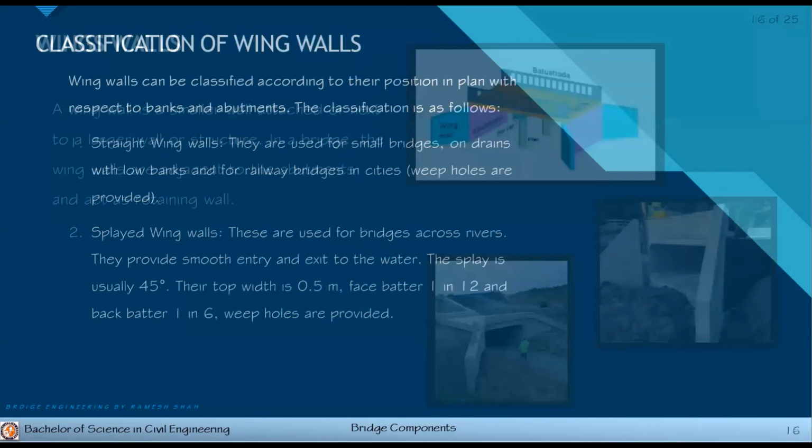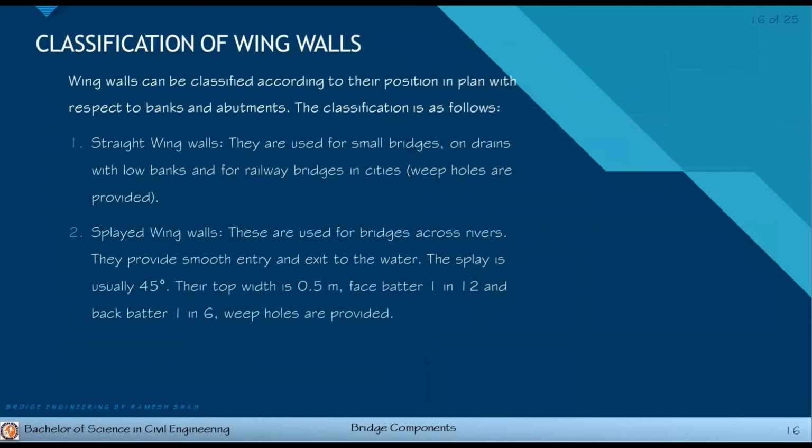So next, classification of wing walls. Wing walls can be classified according to their position in plan with respect to banks and abutments. The classification is as follows. So we have straight wing walls. They are used for small bridges, on drains, with low banks, and for railway bridges in cities.